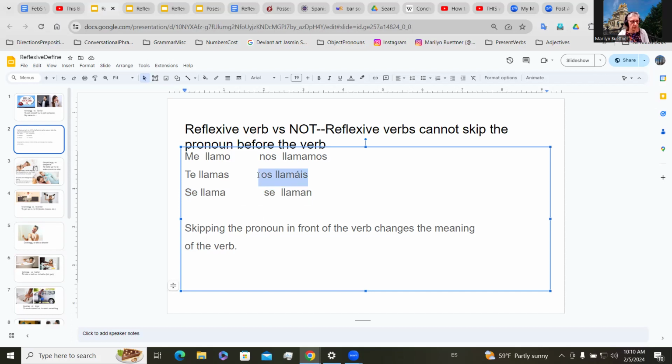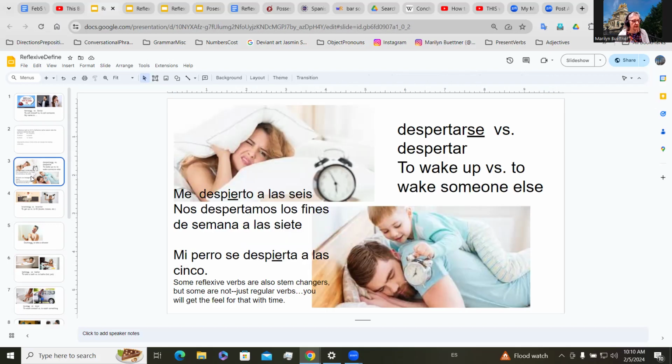This os is something used just in Spain, but you won't hear it outside of Spain because they don't use vosotros. And nosotros: while we drop the nosotros, if it is reflexive, we have to include that nos pronoun. So nos llamamos has a different meaning than just llamamos, okay? So skipping the pronoun in front of the verb changes the meaning of the verb ever so slightly. It does change it, okay? And I'll send you these here.